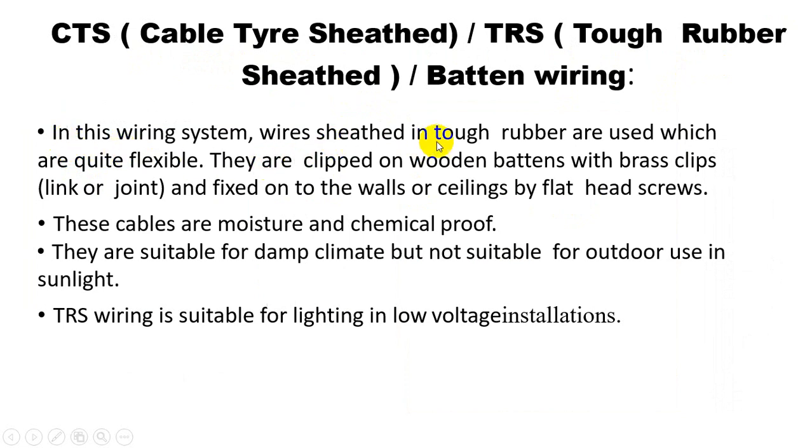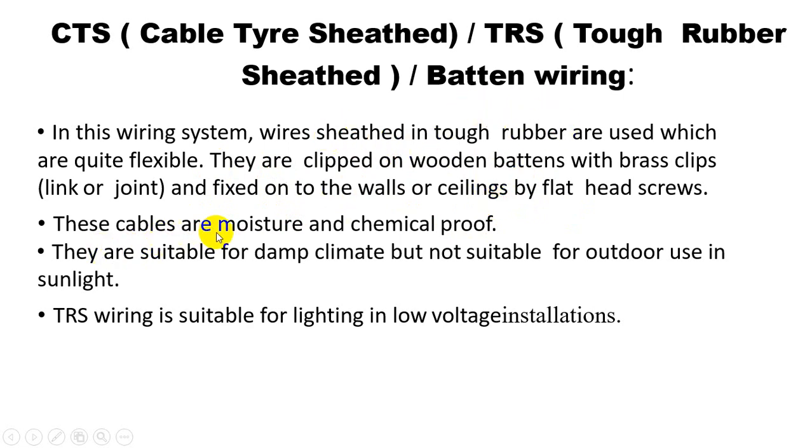In this wiring, the wire sheath is tough rubber, which is quite flexible. Tough rubber is used and clipped on wooden battens with brass clips. So you're using some type of clips to make it fixed on it. We may have been using this type of batten wiring some 30 years before.